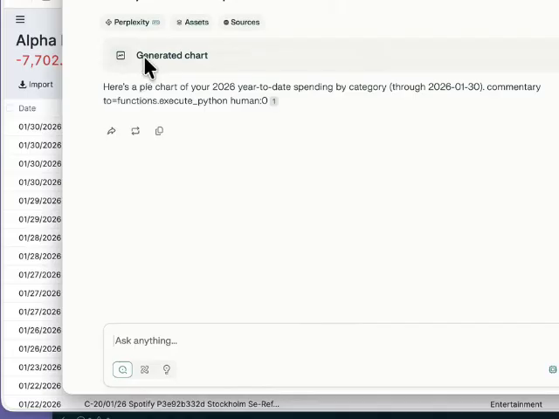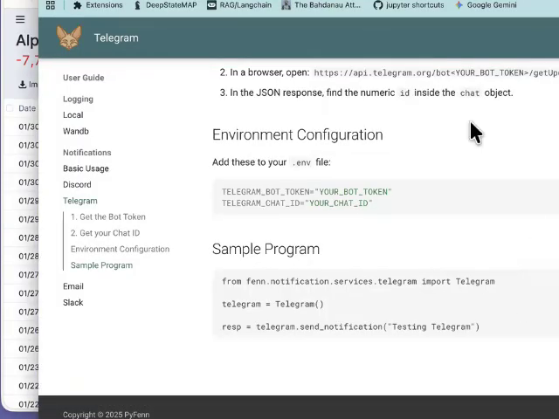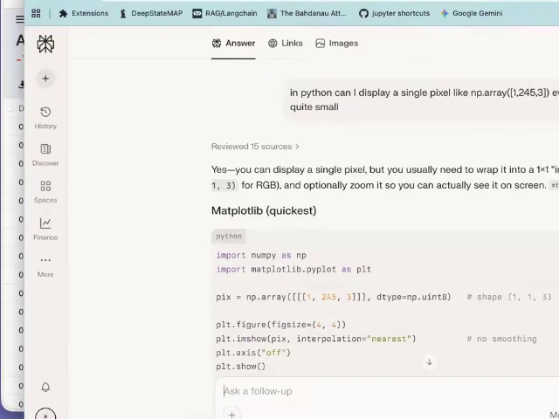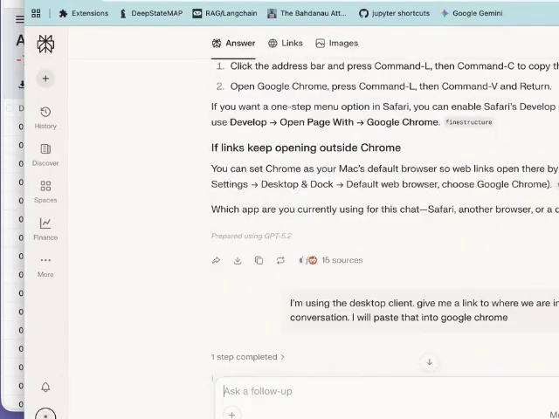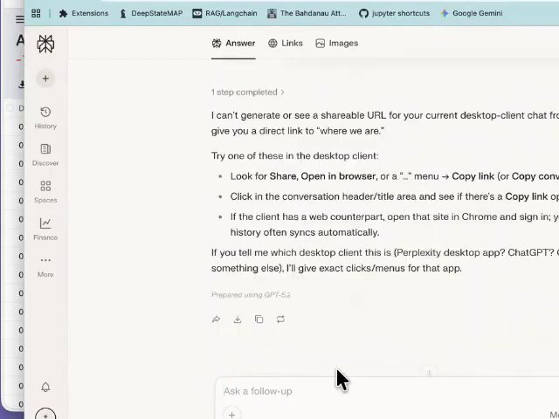Generated chart. Let's just do copy link. Okay, let's go to Chrome. Okay, just pick up right where we were. You see computer code here because I've been working on some other stuff this morning without starting a new thread. Okay, so show me the pie chart you just created.